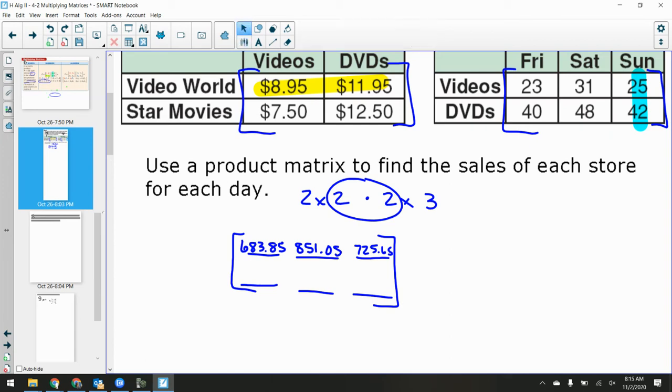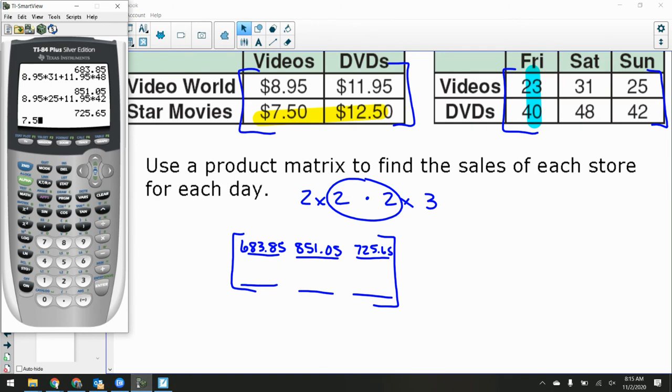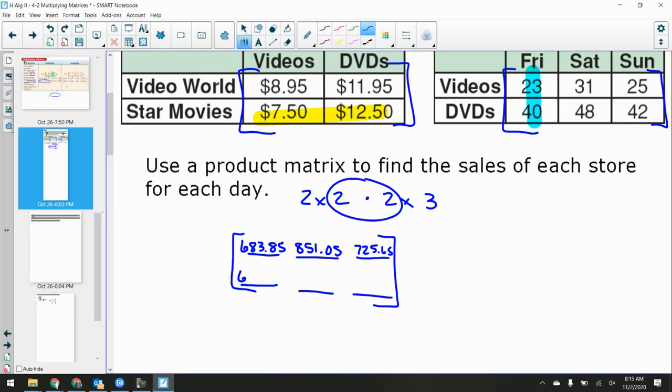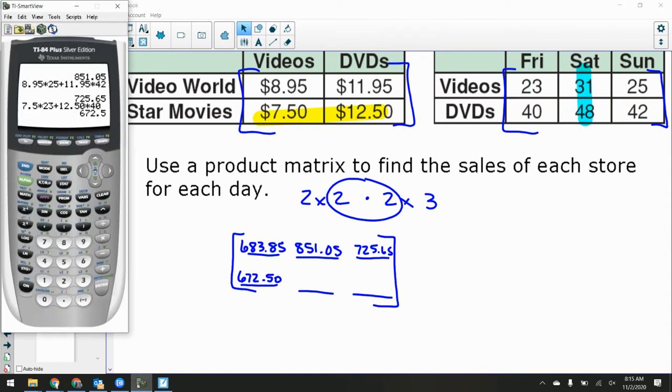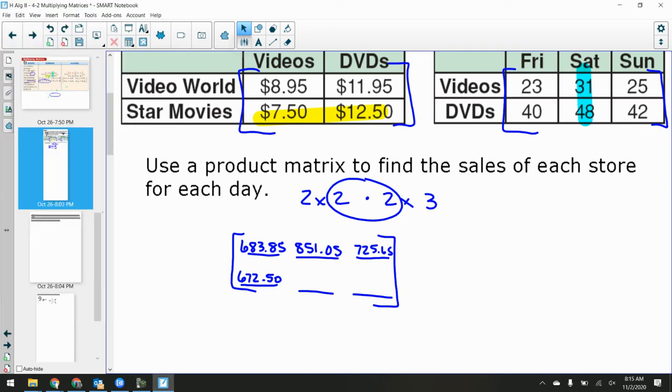Same process for the second row. Row 2, column 1. Okay, we got 7.5 now times 23 plus 1250 times 40. That's 672.50. Row 2, column 2. Same thing. 7.5 times now 31 plus 12.5 times 48. That's 832.50.